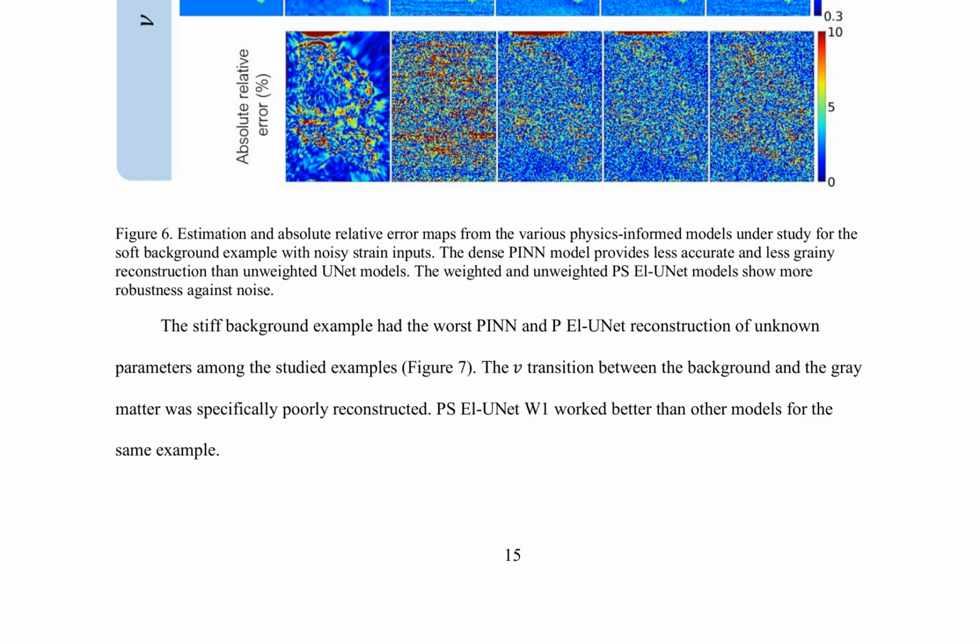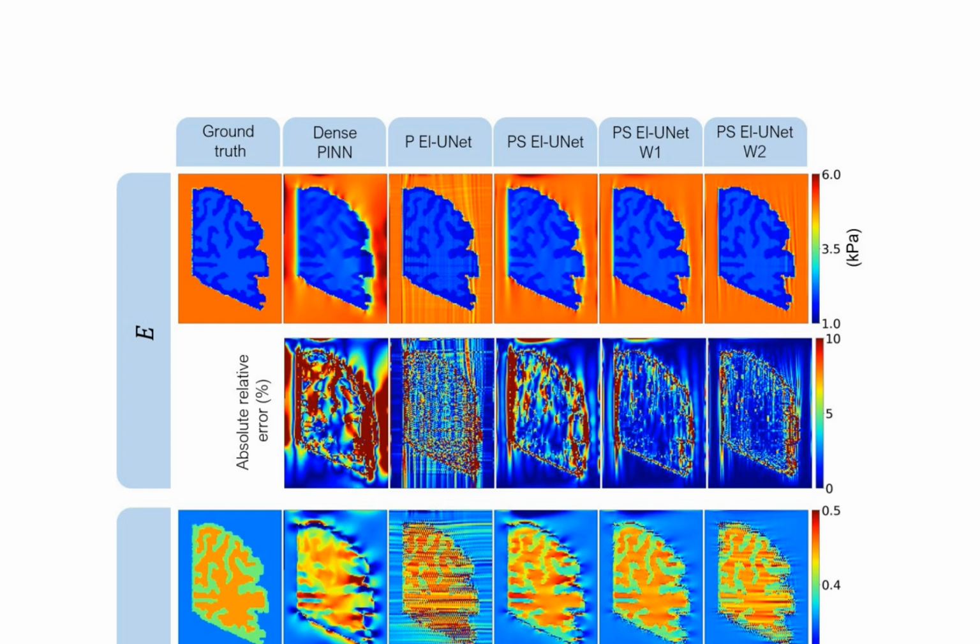The stiff background example, as shown in Figure 7, exhibits poor reconstruction of unknown parameters, particularly in the transition zone between the background and gray matter, where El-UNet W1 outperforms other models. To quantify model performance, the evolution of total loss and mean estimation errors are compared between models in Figure 8. The results indicate that both the 2-output network, El-UNet, and the 5-output network, El-UNet, outperform the dense PIN in E-estimation accuracy, with El-UNet exhibiting better V estimation.